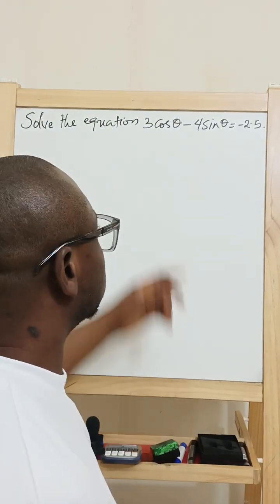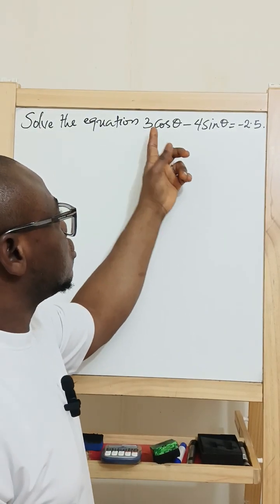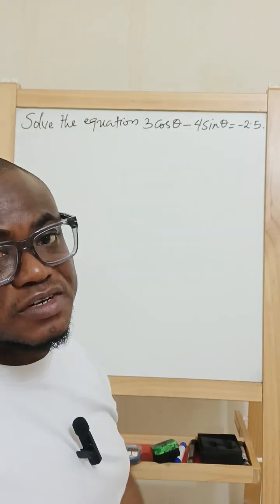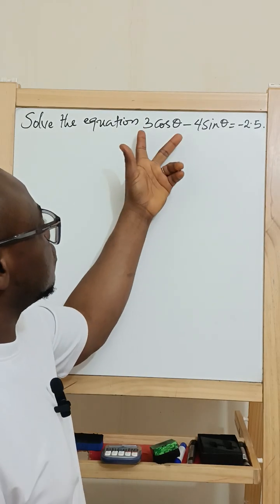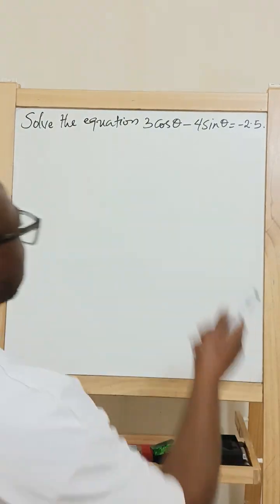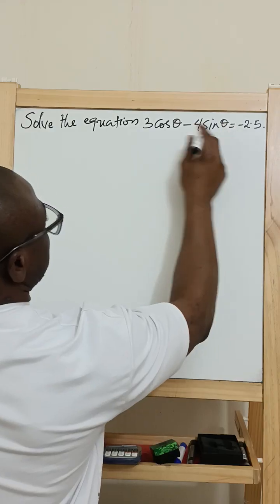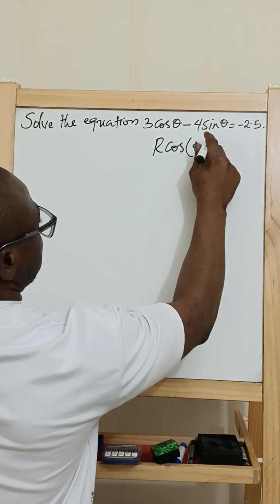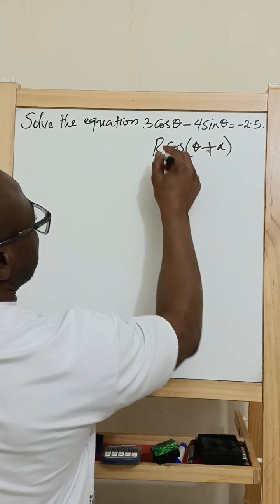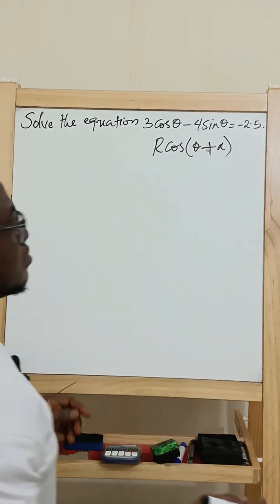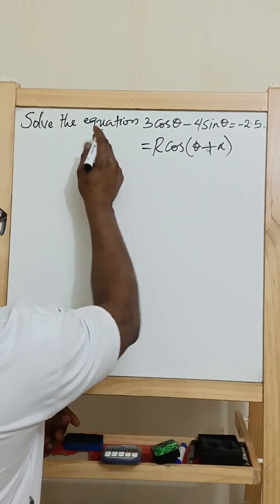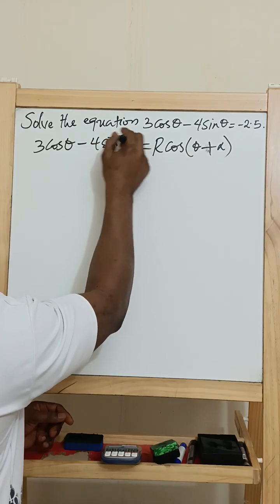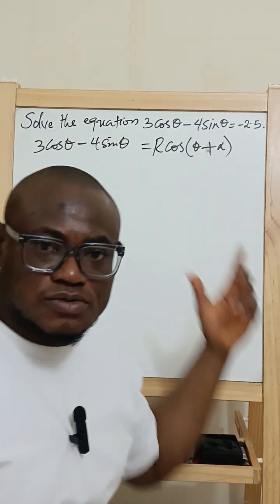Here we are asked to solve the equation 3 cos theta minus 4 sine theta equals minus 2.5. What we can do is express this particular expression as r cos(theta plus alpha), where we will look for r and alpha. So we make this equivalent to 3 cos theta minus 4 sine theta. That's what we do first.